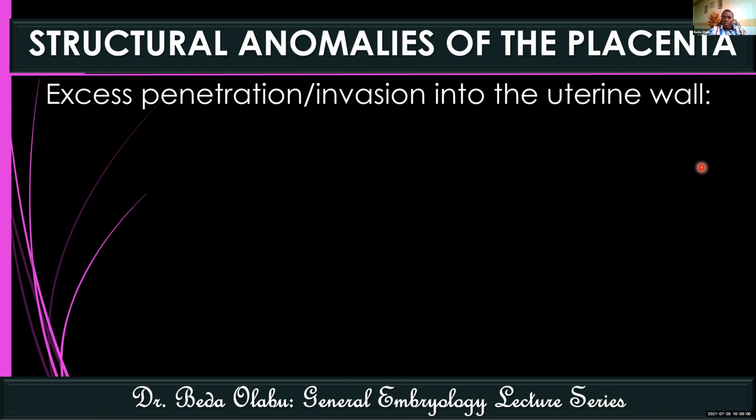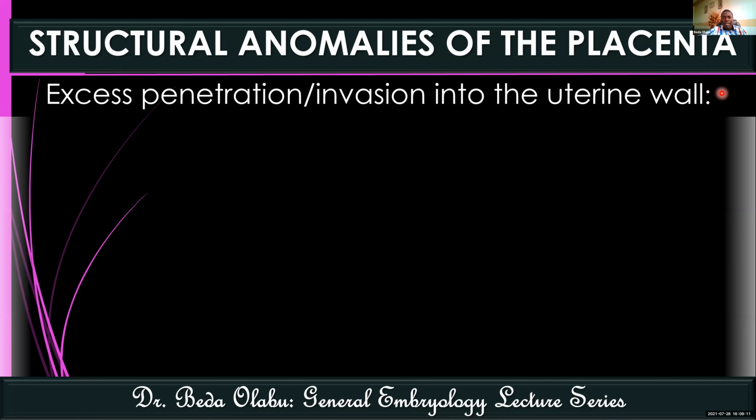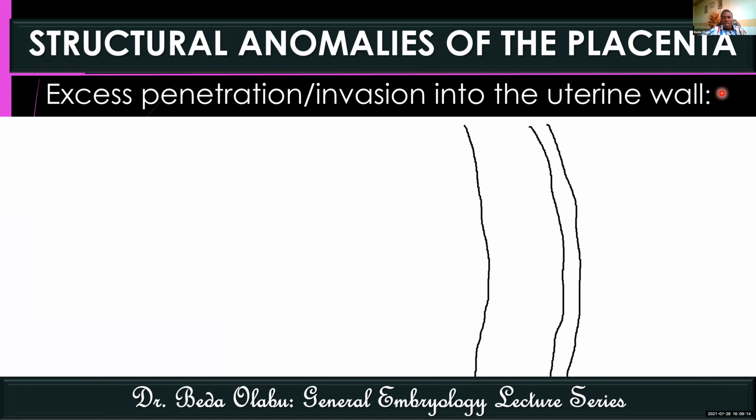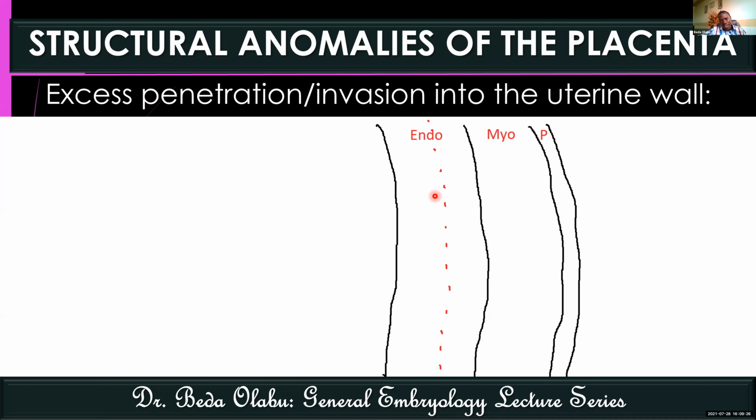Then there are those malformations of the placenta which were due to excess penetration or invasion of the placenta into the uterine wall. We talked about them, but we can recap. Let's consider these to be the layers of the uterine wall: endometrium, myometrium, and perimetrium. And that endometrium has two zones, the stratum functionalis and stratum basalis. When implantation takes place, the attachment is up to the junction between stratum functionalis and stratum basalis.